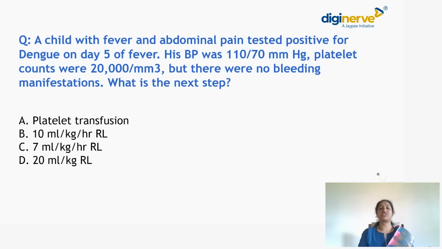So the next step in this child: A, wrong, no platelet transfusion. B, 10 ml per kg per hour ringer lactate. That's a higher amount of fluid. If you overload, fluid will accumulate into the pericardial, peritoneal and pleural spaces, causing respiratory distress. So 10, 20 ml per kg, like option D, will be a wrong answer. This is a stable child. You just want to make sure that because of fever, he doesn't sweat and his BP doesn't fall because of dengue. So you're going to give minimum fluid, that is 7 ml per kg per hour of ringer lactate. Okay. So the correct answer is C, 7 ml per kg per hour of ringer lactate.